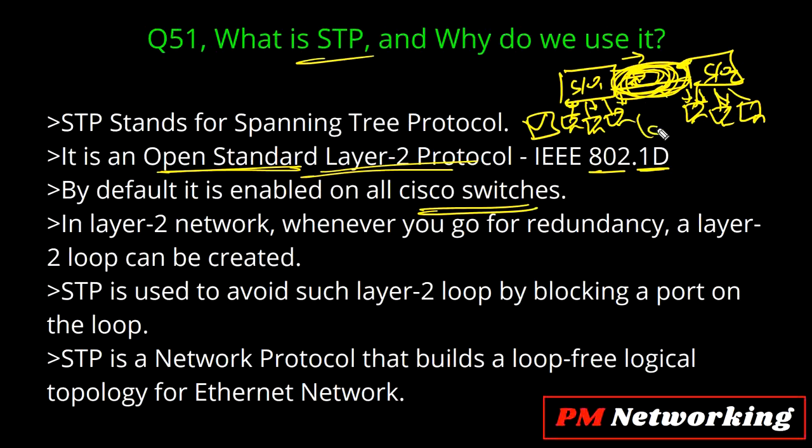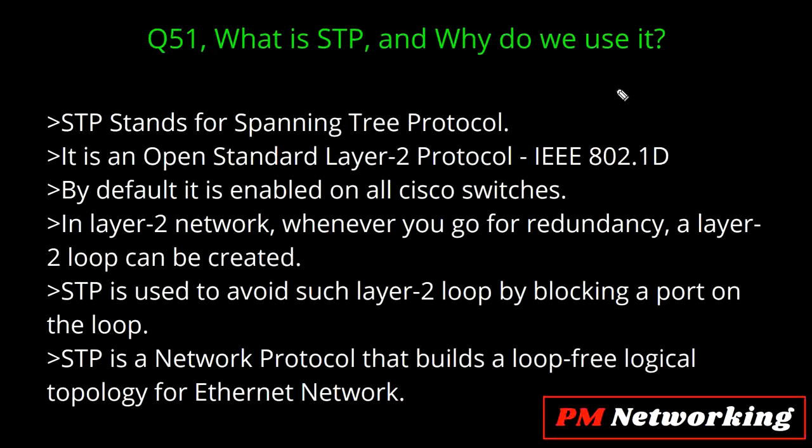So this is a loop. To avoid this loop, we are using the STP protocol. STP stands for Spanning Tree Protocol. It is an open standard protocol. It is a layer 2 protocol. By default, it is enabled on all Cisco switches. So in a layer 2 network, whenever you go for redundancy, a layer 2 loop can be created. So to avoid this loop, we are using the STP protocol.